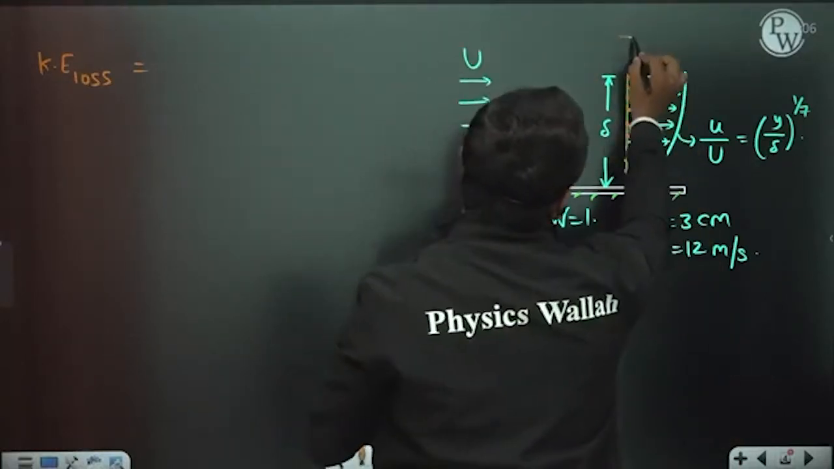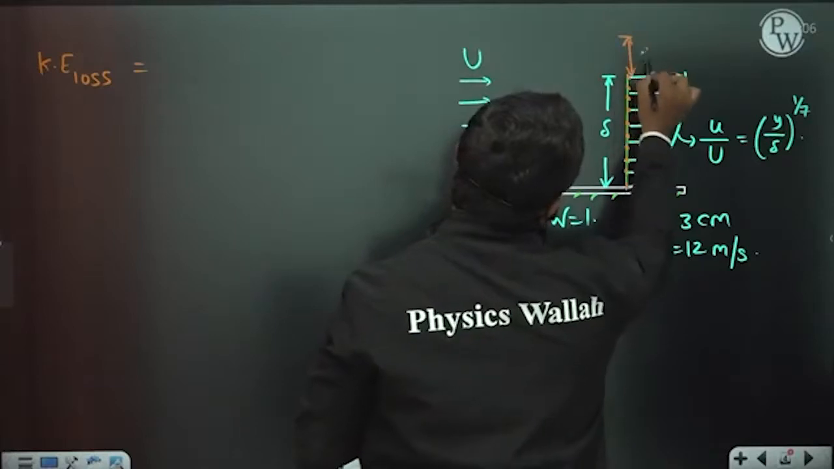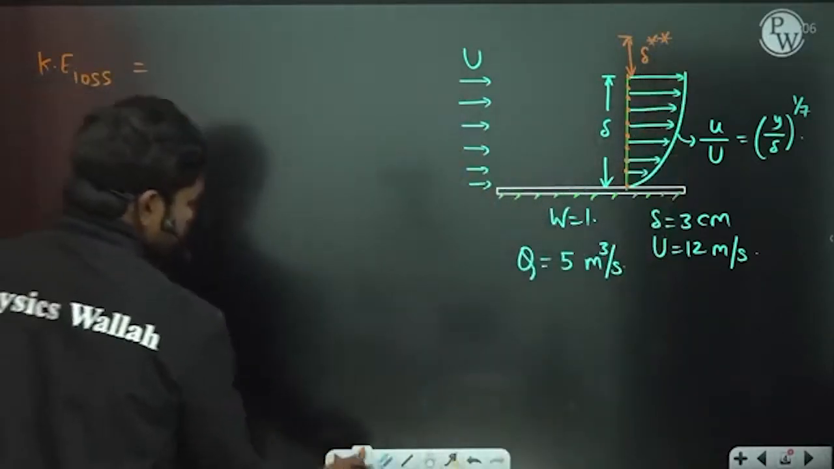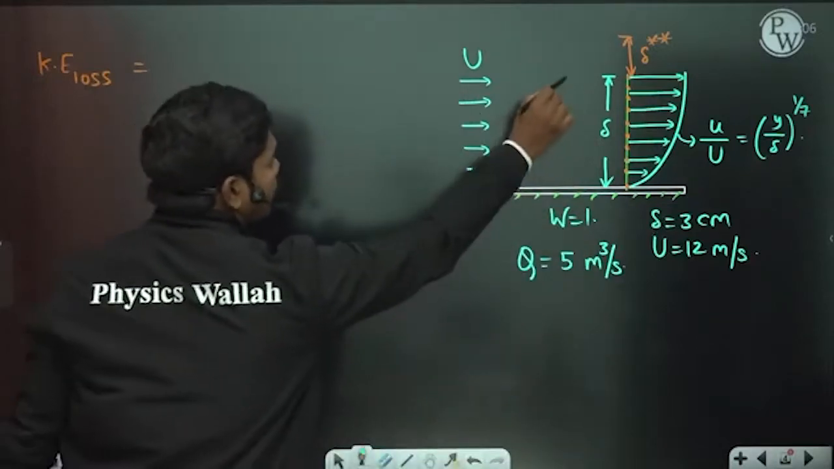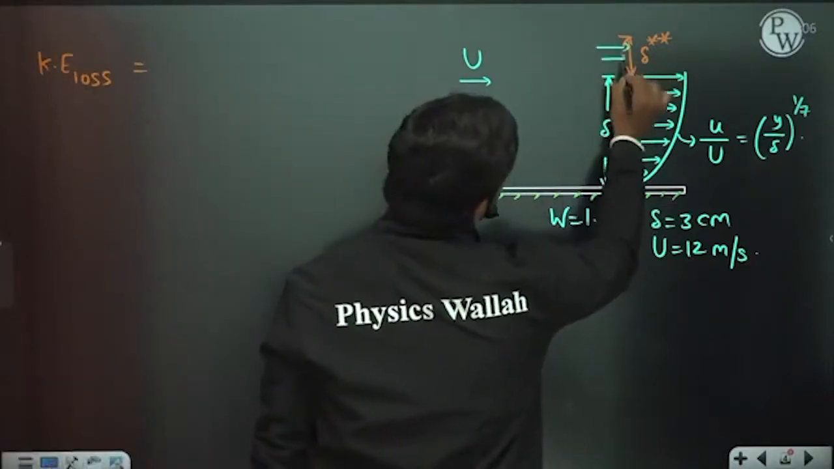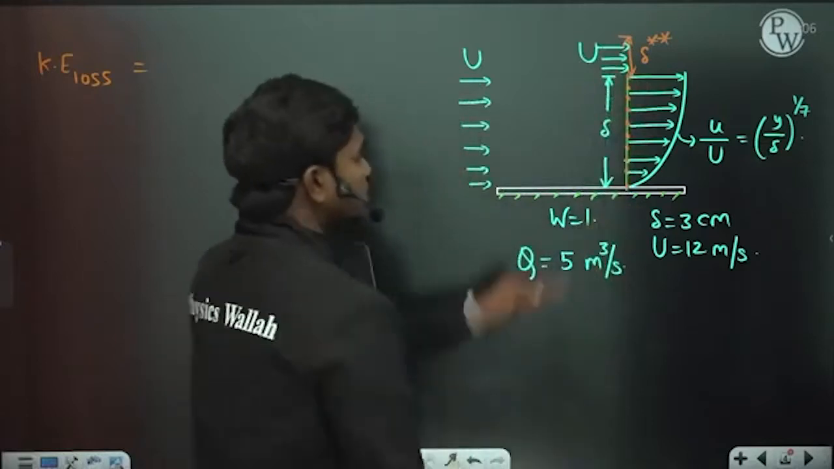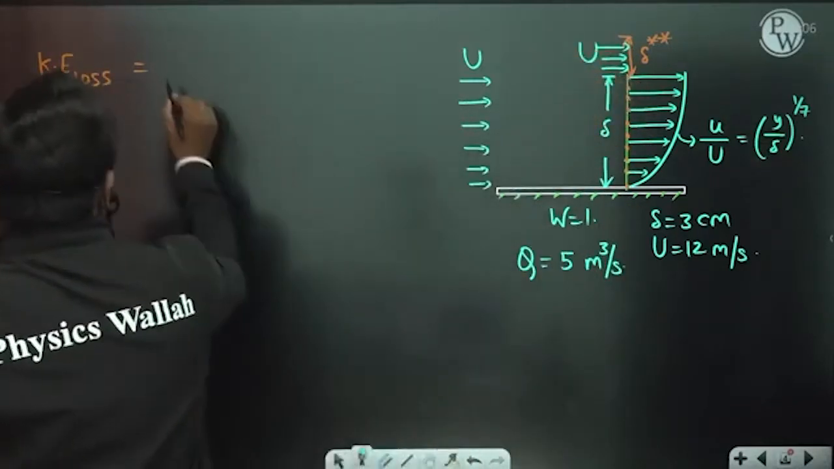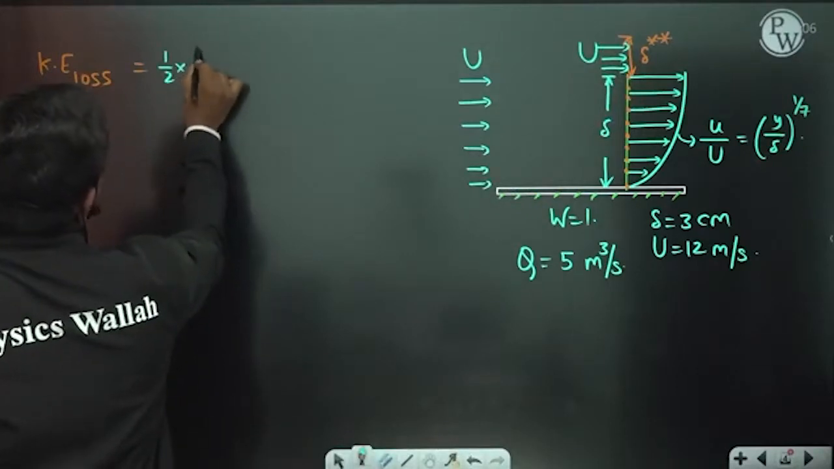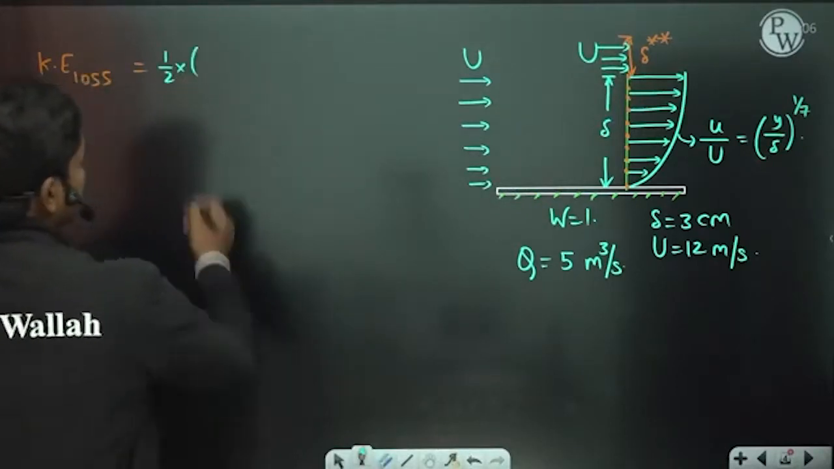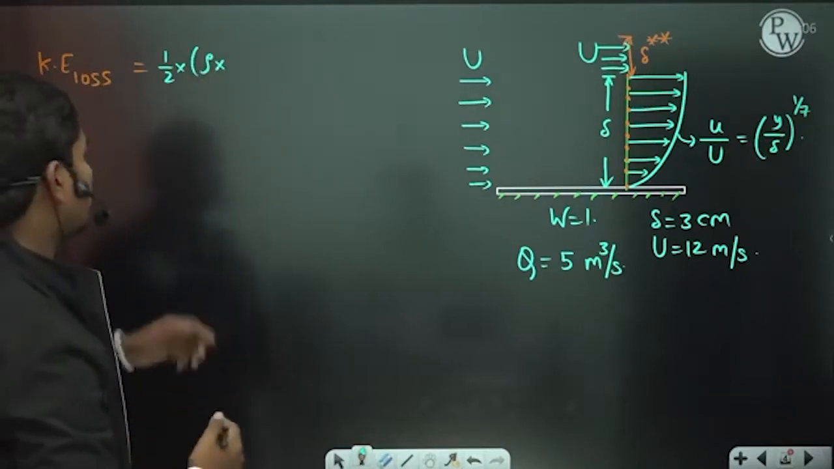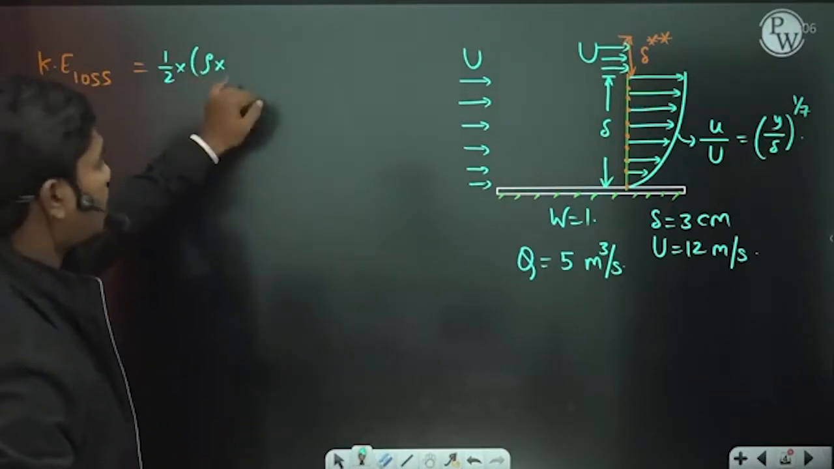So if you take this delta double star value, which is the energy thickness, this value is equal to the amount of fluid that is flowing here. This is flowing at capital U velocity, because once the boundary layer is crossed, every layer flows at capital U velocity. So half times mass, and mass can be written as density into volume.